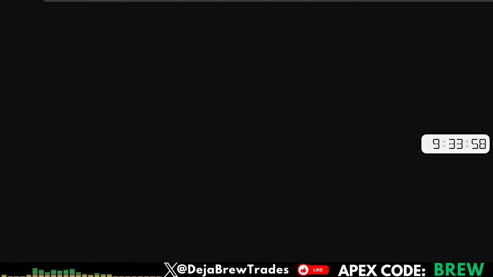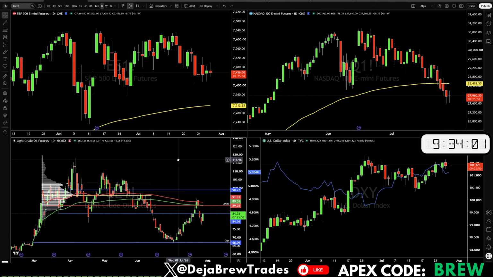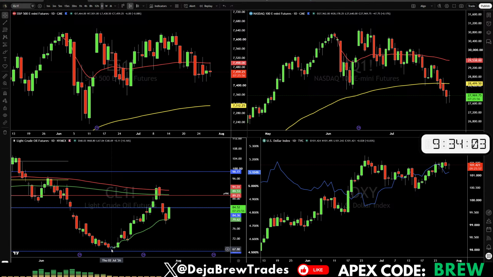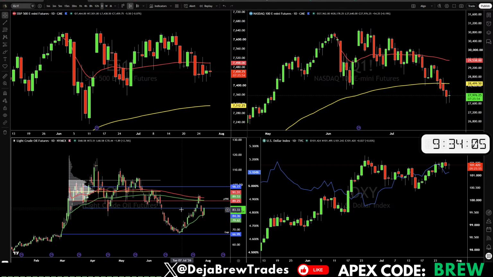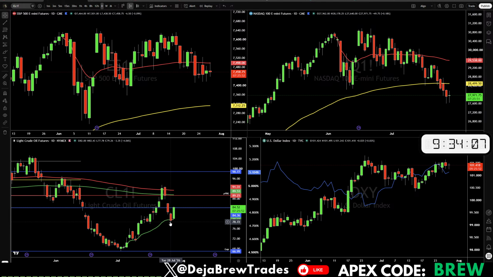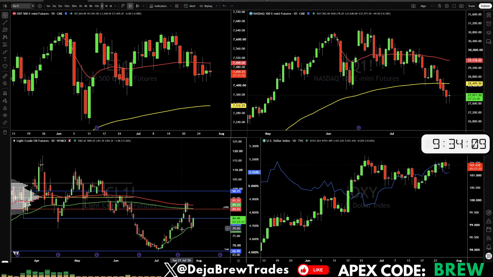Taking a quick look at the macro stuff. You have that VWAP from the low, from the gap on oil. We are bouncing off that VWAP beautifully, so still going back into that upper value. The correlation is still bearish on oil. Dollar and yields are still pretty flat, but they are still in that uptrend. They're still pushing higher.